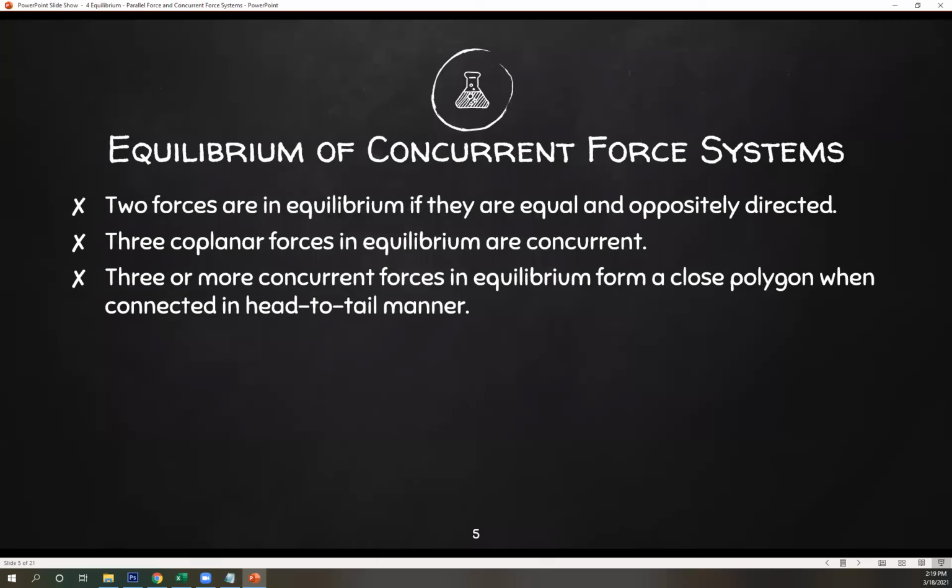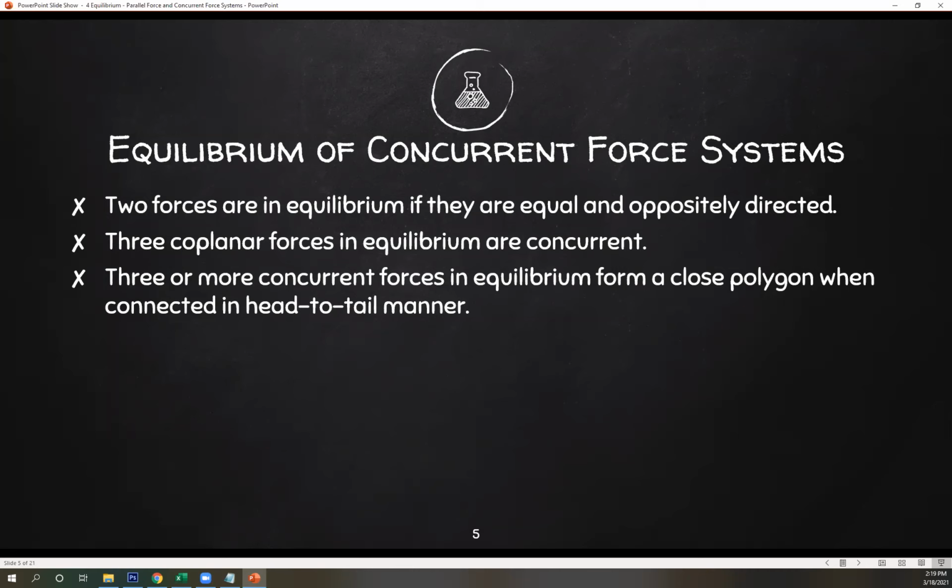So let's start with concurrent force systems. Two forces are in equilibrium if they are equal and oppositely directed. Okay, that's an example of a collinear system, however, oppositely directed. So as you can imagine, same magnitude, opposite direction. So one is positive, one is negative. Taking the summation of that, you'll get zero. So that's in equilibrium.